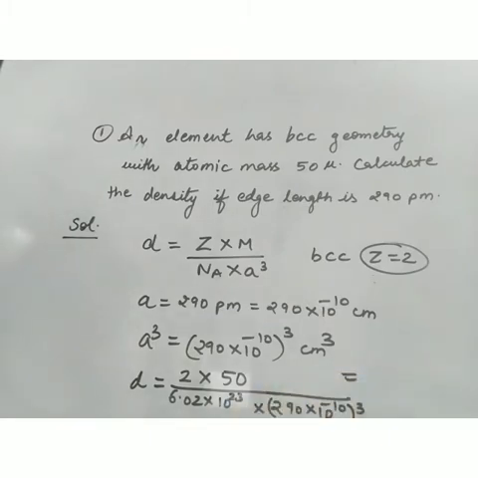The answer will come around 6.81 gram per centimeter cube. So direct formula based questions come from this topic. We can do these questions easily.